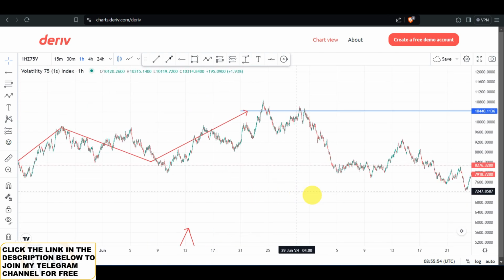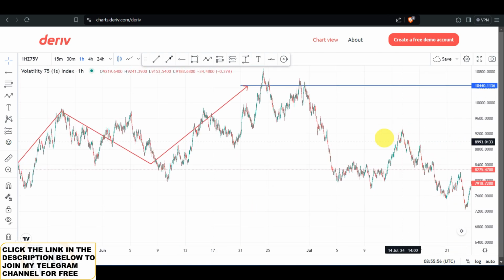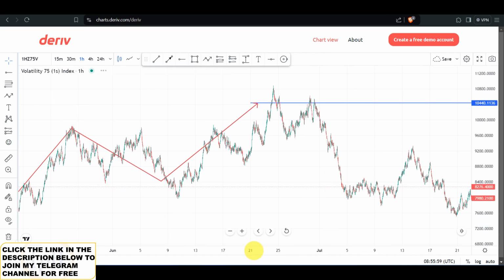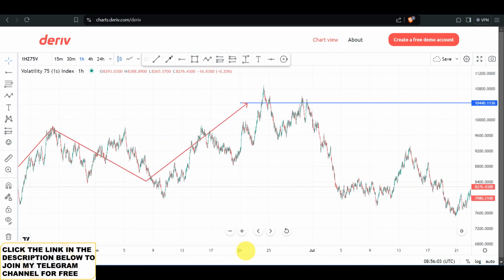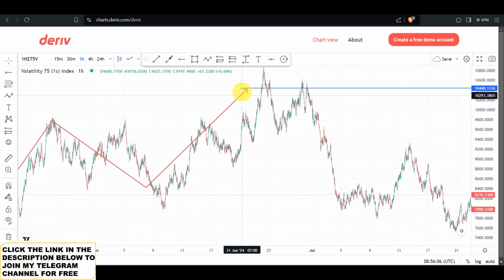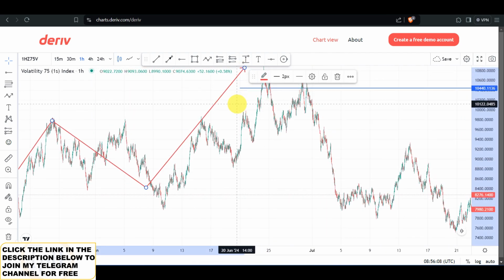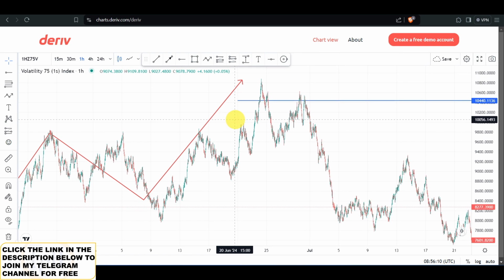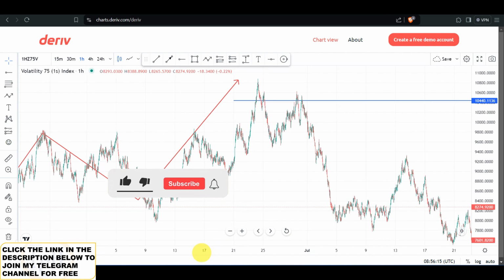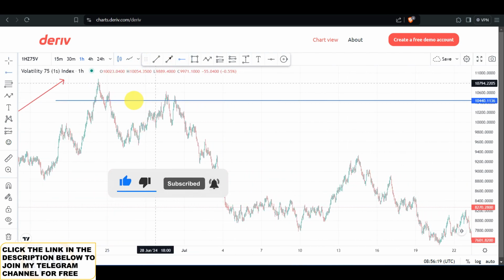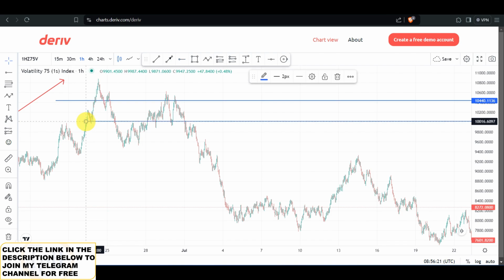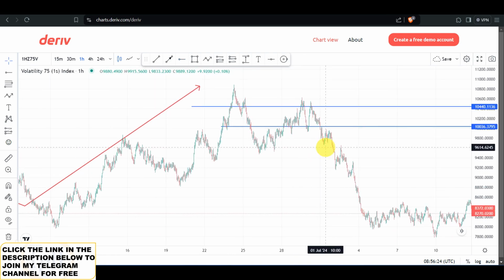So getting back to the markets right here, let us see at what point exactly we did get a shift of the market structure. On the daily time frame, we saw that this market was moving, providing you with series of higher highs and higher lows. That means on the daily, the market shows us that it was moving in an uptrend direction. But on the 1 hour time frame, the moment the market broke this previous higher low right here, it marked that there is a shift of the market structure.